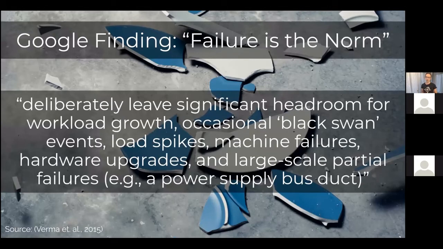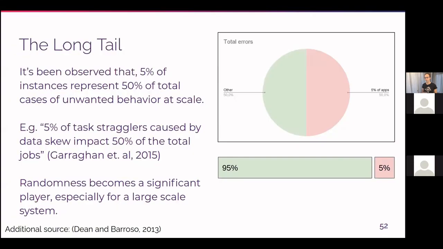So Google, for example, in their Borg paper, where they describe how they're running their systems, deliberately leave significant headroom for workload growth. These are black swan events, like some trendy thing pops up, and then YouTube needs to scale rapidly for that video. Load spikes, machine failures, power outages, hardware upgrades. All of these things are emergent. They happen. We can maybe enumerate them, we can maybe say that they will happen at some point, but we can't say when. So that's quite interesting.